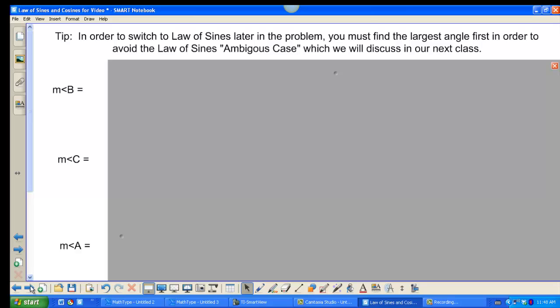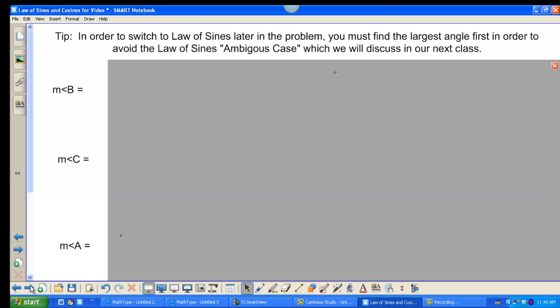Okay, I'm going to type a little bit while I do this just so you can kind of see how I remember this. I'm going to give you a tip. Law of cosines is kind of a pain in the rumpus. It's long, it's laborious, it's a lot of typing in your calculator. I like law of sines better.